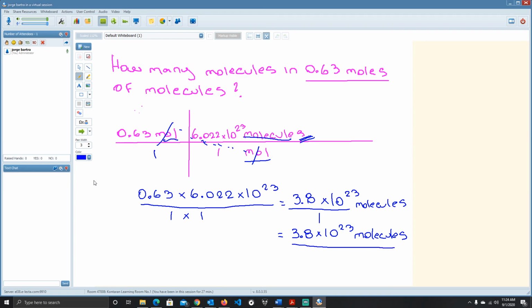And that is how you go from moles into molecules.